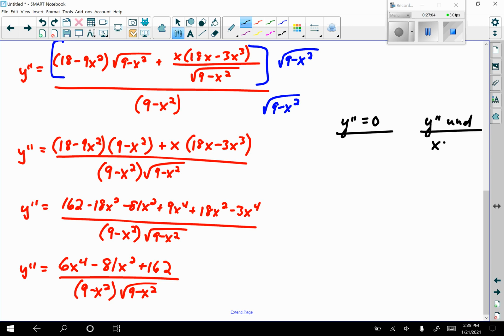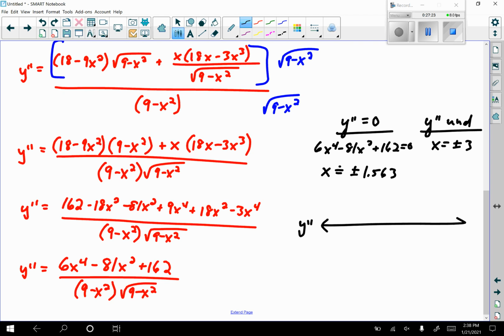Going first to where it's undefined, just like in the first derivative at plus or minus 3. Here we would set our numerator equal to 0. You definitely use the solve feature on your calculator. And here we should get plus or minus 1.563. We'll make our second derivative number line. So you could pause the video if you wanted to try typing that in there. Again, we have our 3's. We have our negative 1.563, positive 1.563.